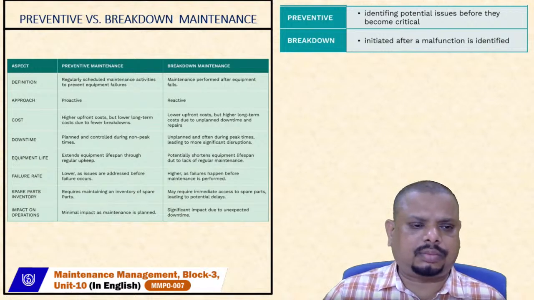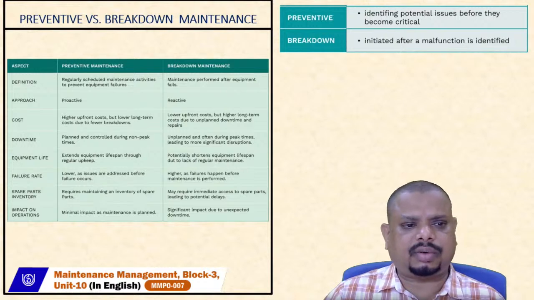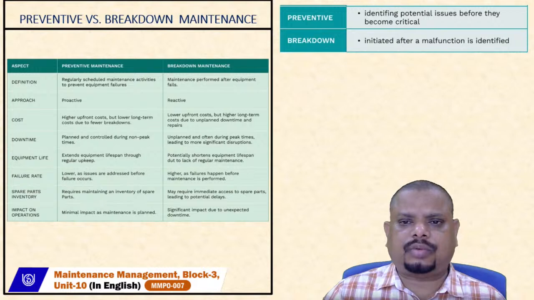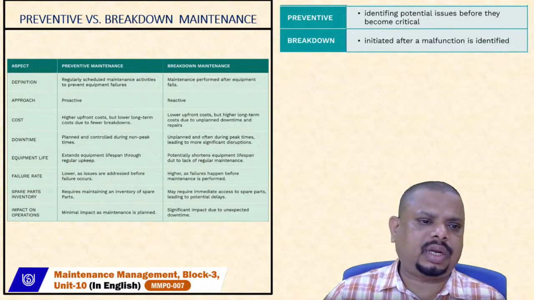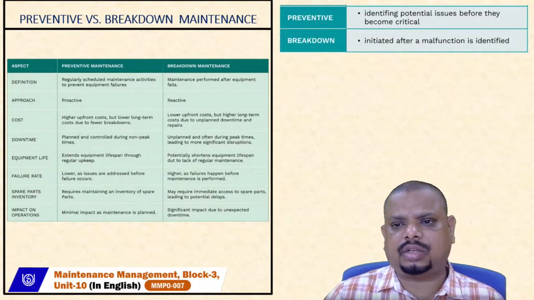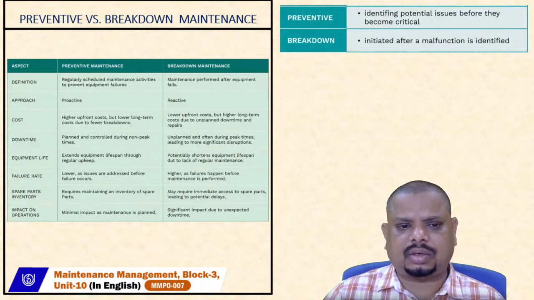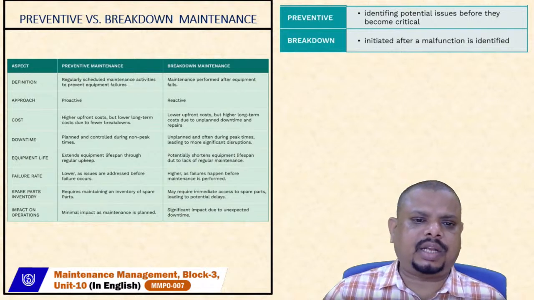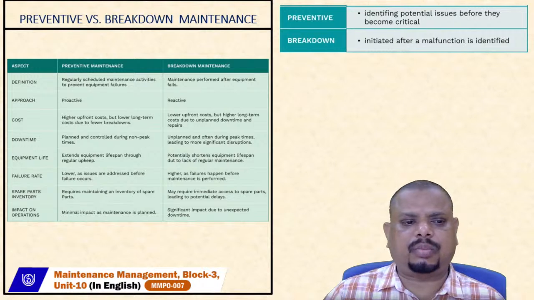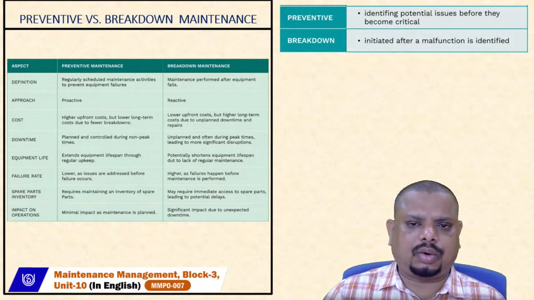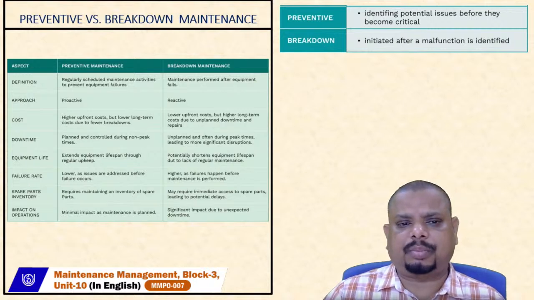Now let us go through the different aspects of preventive maintenance versus breakdown maintenance. The first one is the definition. Regularly scheduled maintenance activities to prevent equipment failure is known as preventive maintenance. In breakdown maintenance, maintenance is performed after the equipment has failed. The preventive maintenance approach is proactive, and breakdown maintenance is reactive.